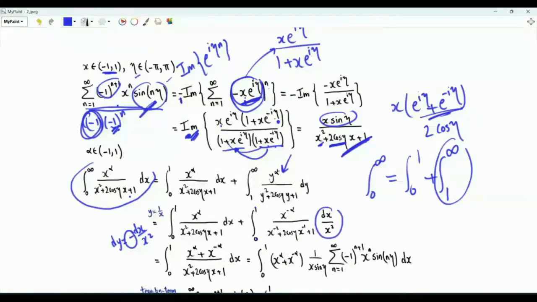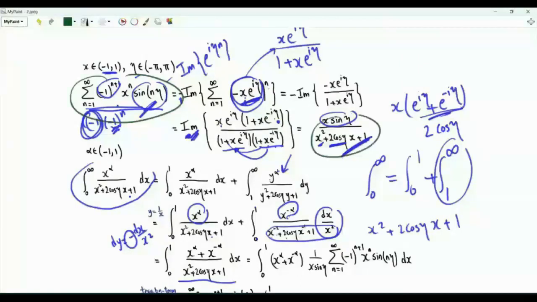We have dx over x squared. Y to the alpha becomes x to the minus alpha. Downstairs we get x to the minus 2 plus 2 cosine eta x to the minus 1 plus 1. If we multiply by x squared, we get x squared plus 2 cosine eta x plus 1. So the difference between the two integrals is that here we have x to the alpha, there we have x to the minus alpha. Combine the two integrals.